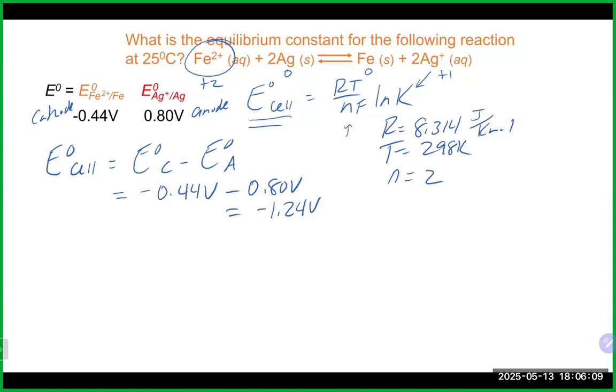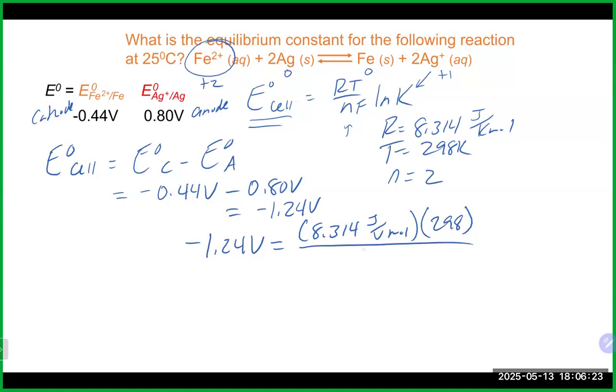So let us solve for K. Why not? I will go with negative 1.24 volts equals 8.314 joules per volt per mole, I think, and a 298 divided by 2 moles here, and 96,500 joules per Kelvin per mole. That would be good on that one. That's joules per volt per mole on that one. Natural log of K, Kelvin per mole.